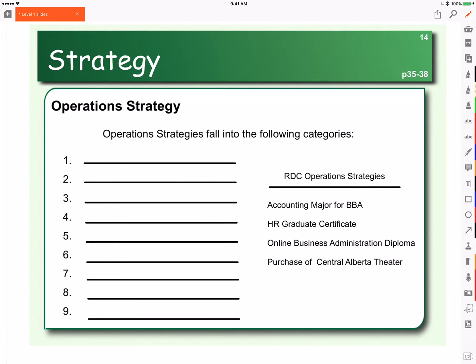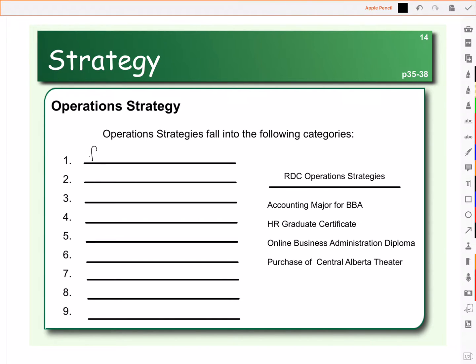When you are developing your operation strategies, they fall into about 9 different categories. So let's look at each one of these. Your operation strategies can be facility related, in which case you're looking at specializing a particular location for the production of a specific good. So what are your facilities doing? Are they specialized?